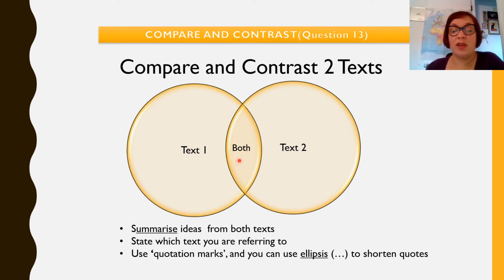So then you summarize ideas from the one text in the one circle, summarize ideas from the other text in the other circle, and then check which parts actually overlap. What information can you find in both of them? Okay, but to answer the question, you will have to summarize the ideas from both texts and state which text you're referring to. So you need to give some quotations from each text, and then you can use ellipses to shorten the quote.